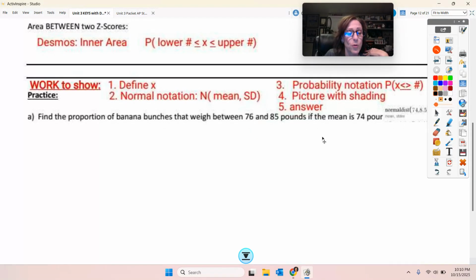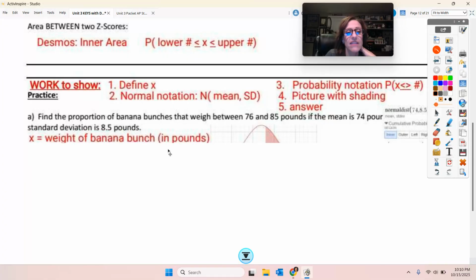First, find the proportion of banana bunches that weigh between 76 and 85 pounds if the mean is 74 pounds and the standard deviation is 8.5. So define X. What does X equal? The weight of a banana bunch in pounds. That's the context. Okay? Then do the normal notation. So in parentheses, the mean of 74 and the standard deviation of 8.5, okay?